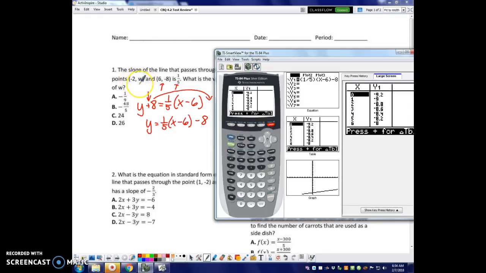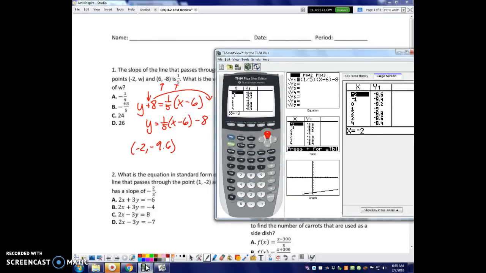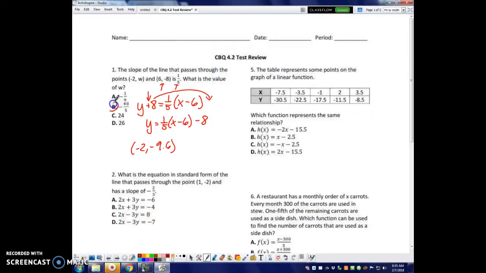Okay. Go to your table. Negative 2, what? So let's see. Negative 2, negative 9.6. Well, what is negative 9.6? Let's do it out here. Quit. Negative 9.6, math, enter. Negative 48 over 5. Ta-da! Okay. And all the formulas are on your formula sheet. You have the slope formula, or the point slope, you have slope intercept and standard, all on your formula chart.